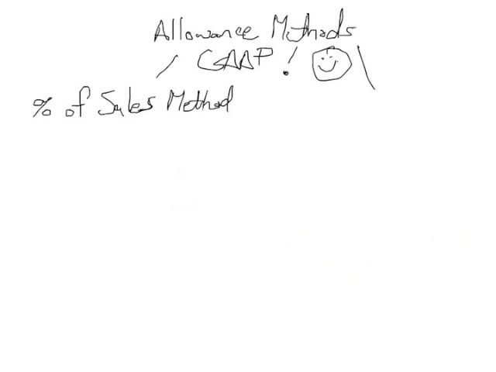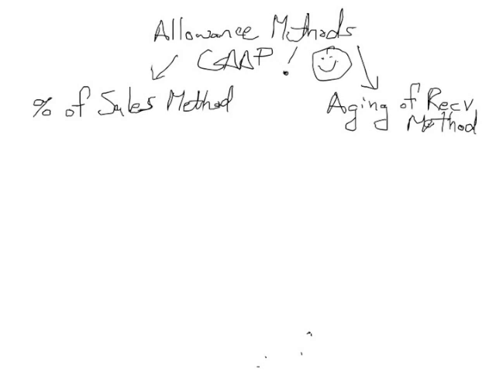The other one, I'm not going to leave as much room because I'm not going to show you how to do it, because you really need to know how to do the first one. The second one, you just need to understand the concept. It is called the aging of receivables method. All right. They also have other names by which they are called.